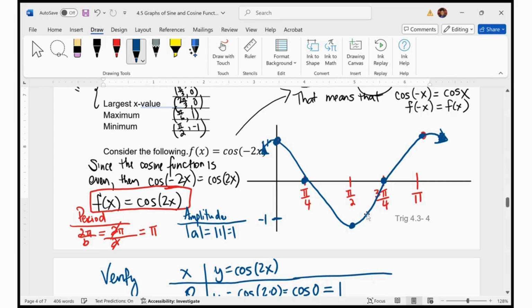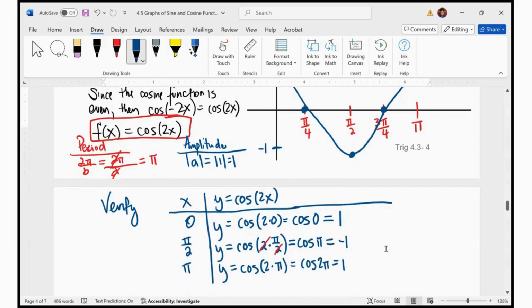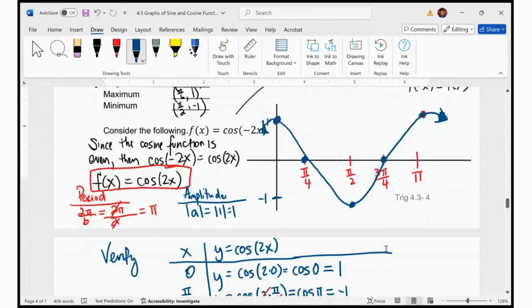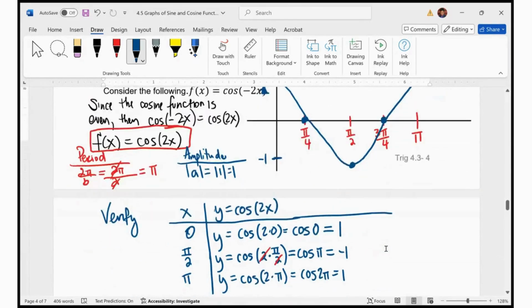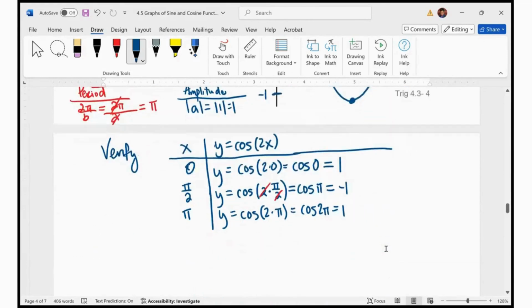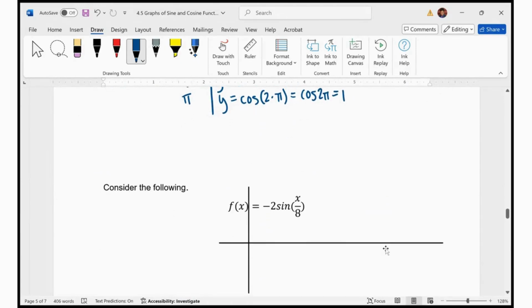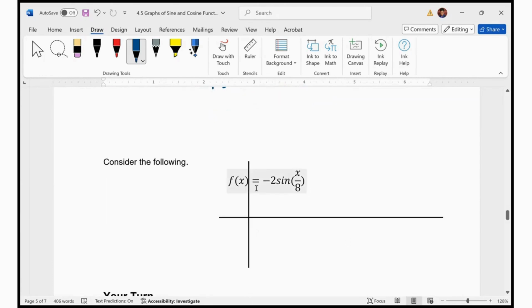All right. I think y'all got it. We're going to move on. Any questions about that one? Maybe we'll do one more from beginning to end. Let's just do this one right here: -2 sine of x over 8. And we'll end here.